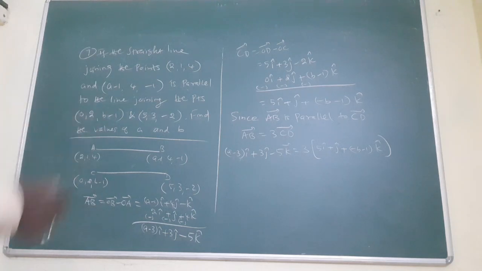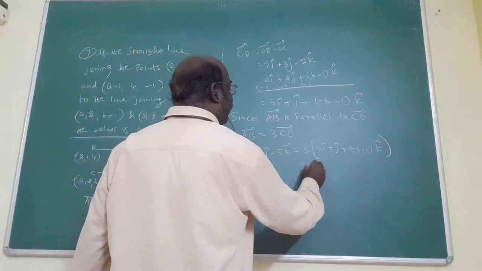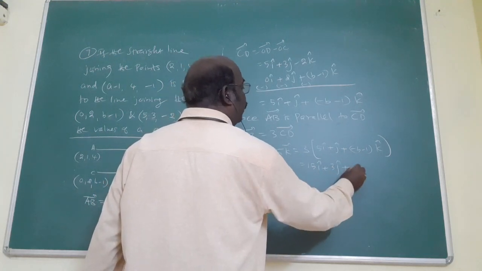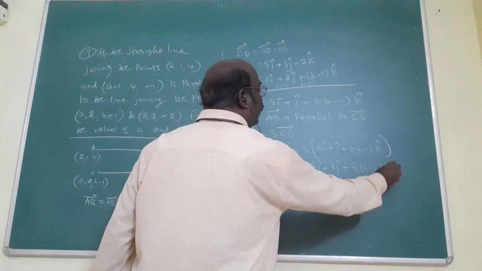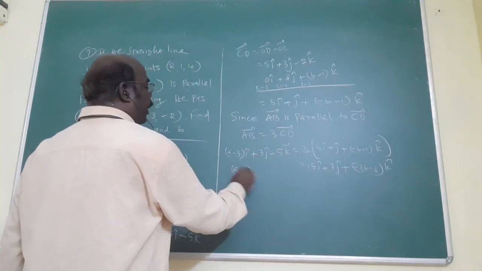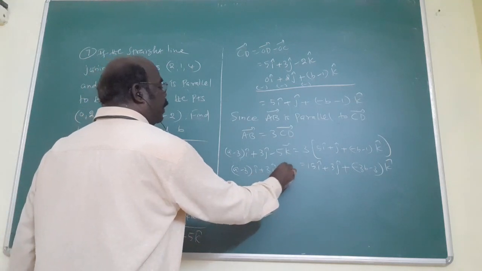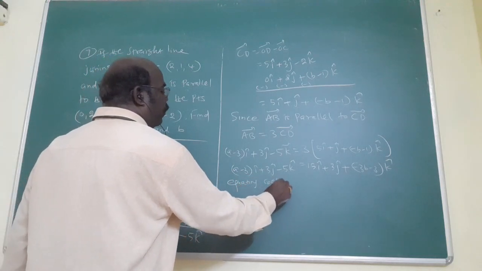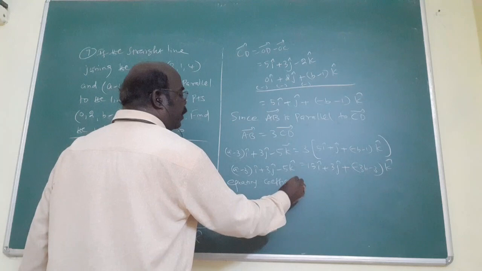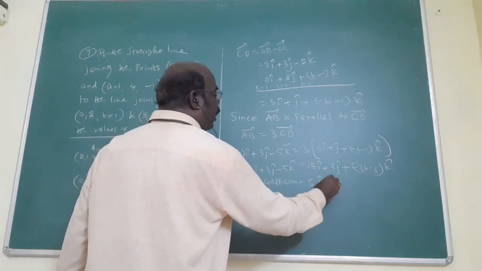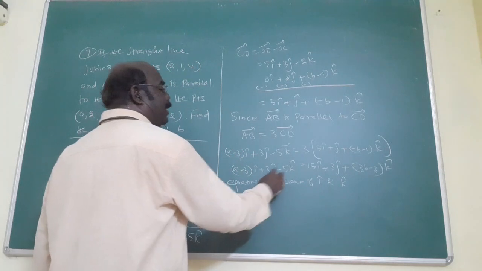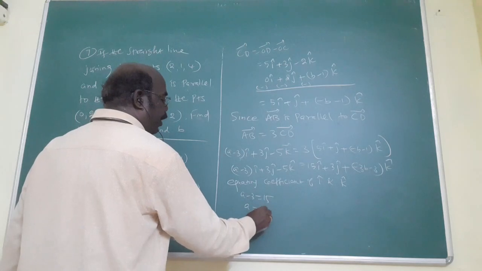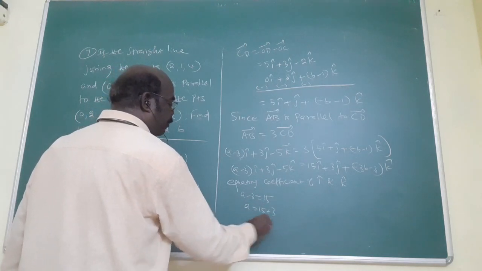Now multiply first and then equate both. 3j, multiply minus 3b minus 3. Okay? A minus 3 i cap, 3j cap, minus 5 k cap. Now, equating the coefficients of i cap vector and k cap vector, because 3j is equal. Definitely a minus 3 equals 15. So a equals 15 plus 3 equals 18. This is the first answer.